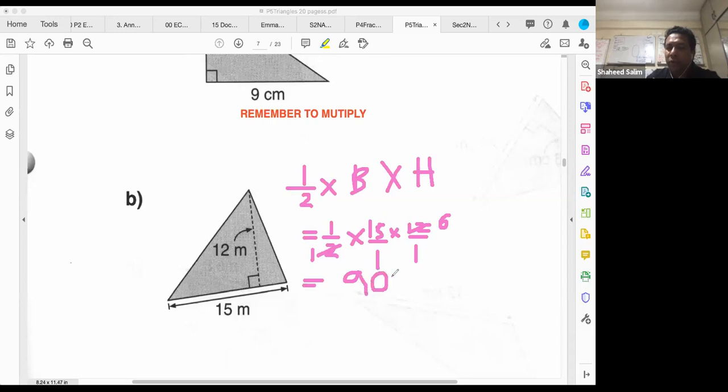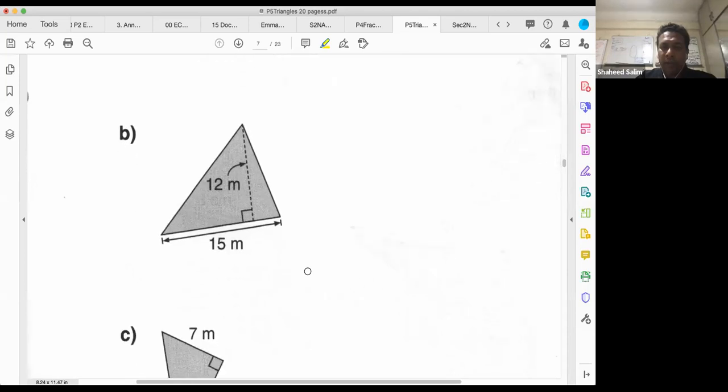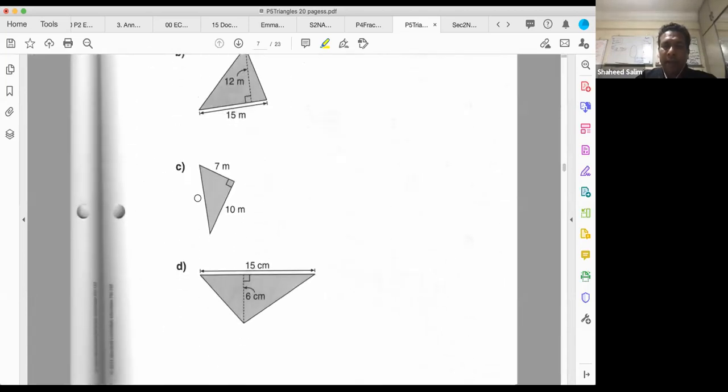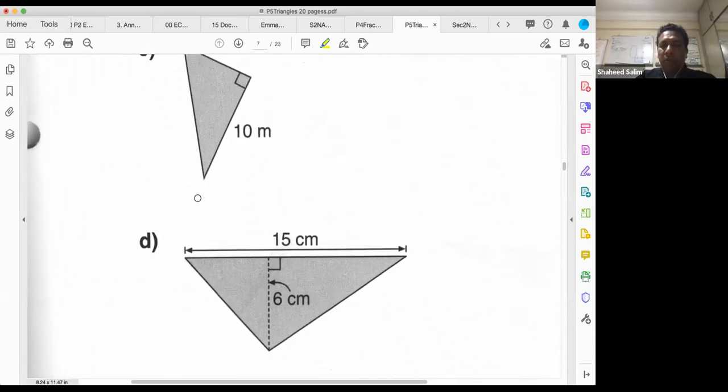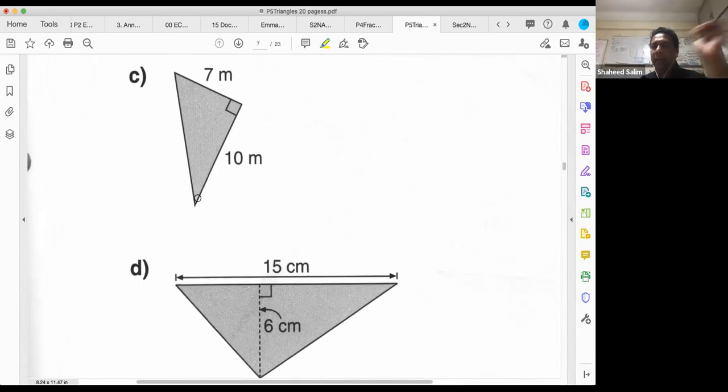90 what? Square meters. Why do you use square meters? Because this is meter down here. You must use the square. Okay, now we move on to the next one. The next two, you try the next two. Okay, C and D. What are the answers for the area for C and D?